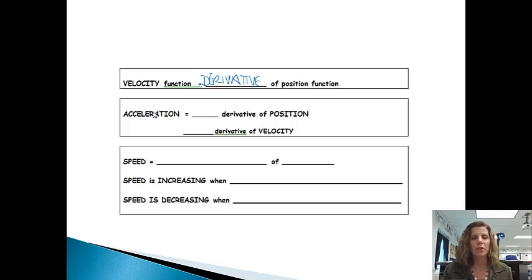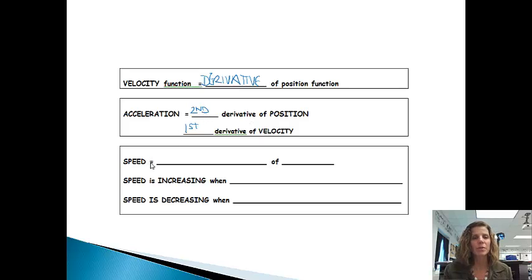Okay, with acceleration, acceleration is measuring how fast the velocity is changing. So to get to acceleration from velocity, I would take the first derivative of velocity. But if I was starting at position, I'd first of all have to take the derivative to get to velocity, and then take the derivative again to get to acceleration. So acceleration is going to be the second derivative of position.